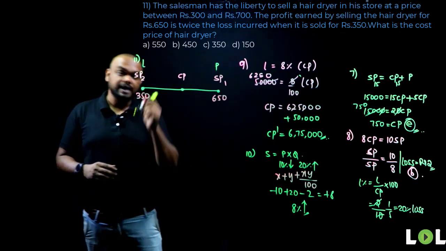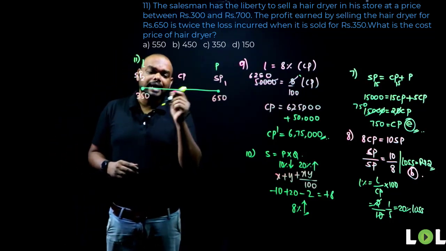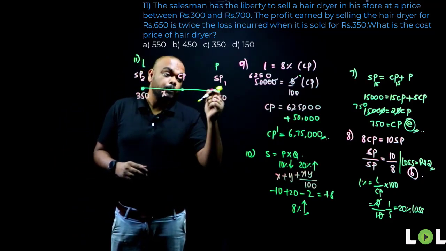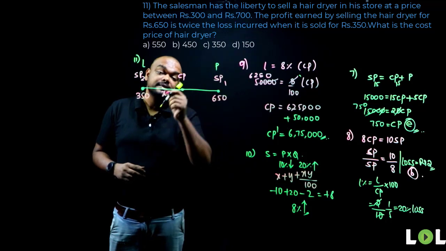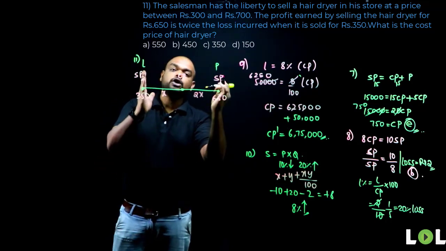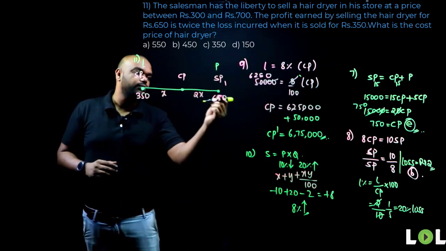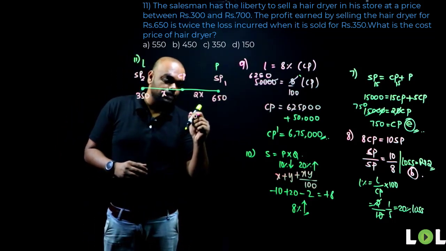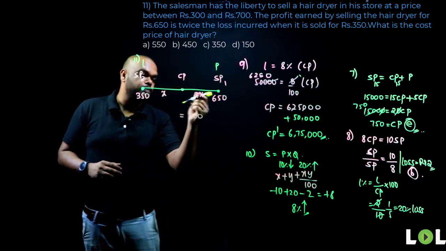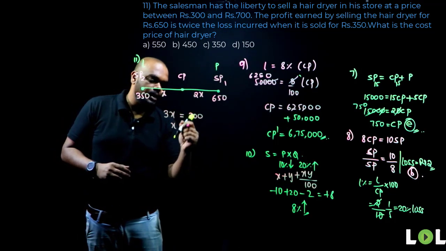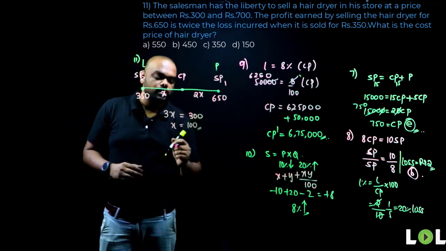Okay, here it is, loss. So year to year, let us assume the loss is x. Then he is telling that the profit made here is twice the loss made. That is, here this will be 2x. Now here to here, what is the difference? 350 to 650, that is 300. That must be equal to this distance, x plus 2x, 3x. Then what is the x value? 100. That's it. Then cost price.